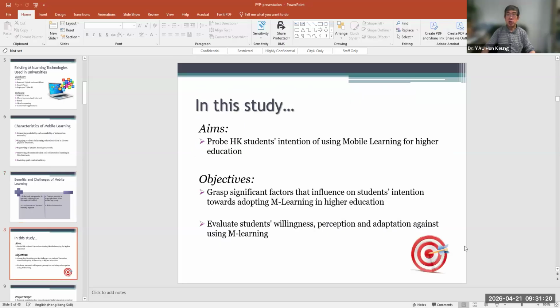In this study, to try to evaluate the Hong Kong student intention of using mobile learning for higher education. The objective, try to find out significant factors that influence our student intention towards mobile learning in higher education, evaluate student realities, perception and adoption against using mobile learning.